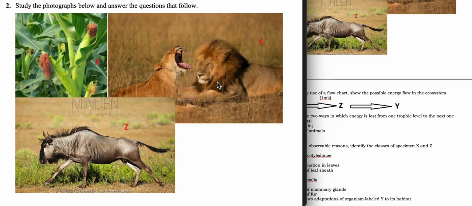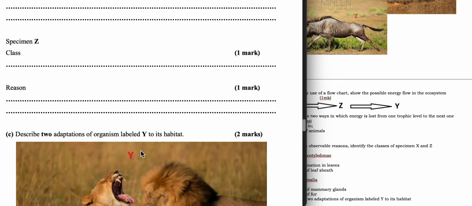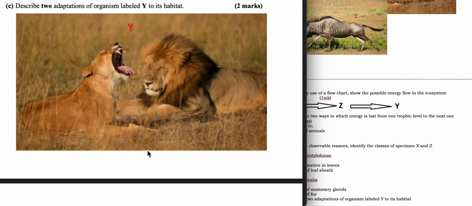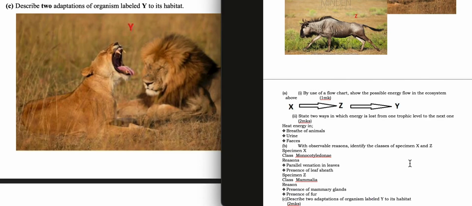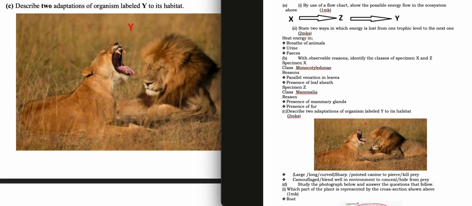You can see the Y because now we are talking about the Y. Describe 2 adaptations of organism Y. We have large, long, curved, sharp canines to pierce the prey or to kill the prey. It is also camouflaged well in the environment to hide from the prey.